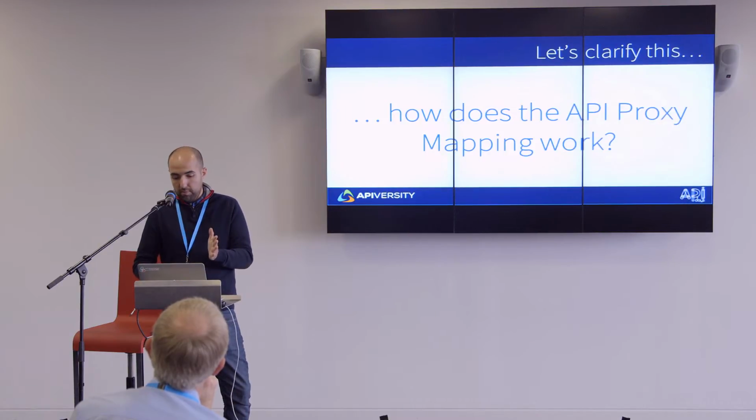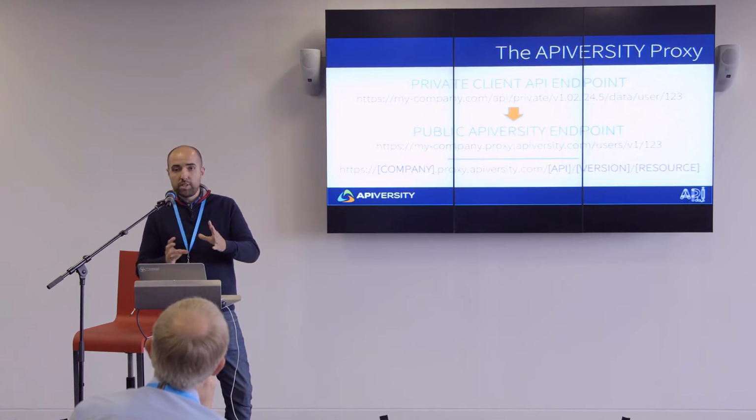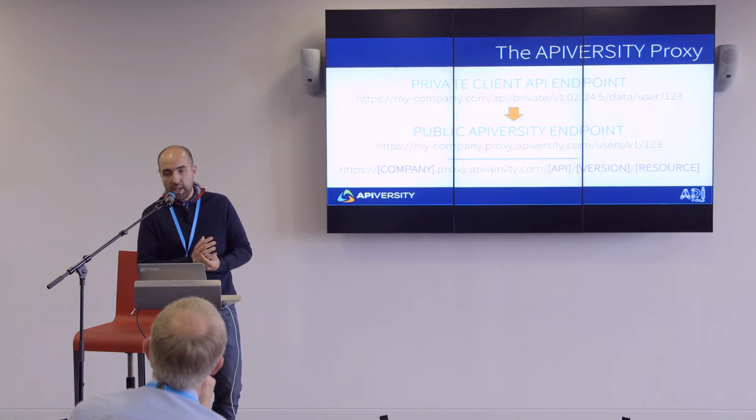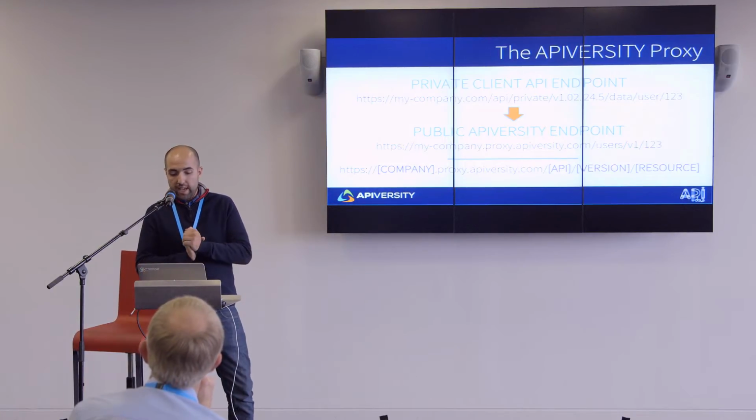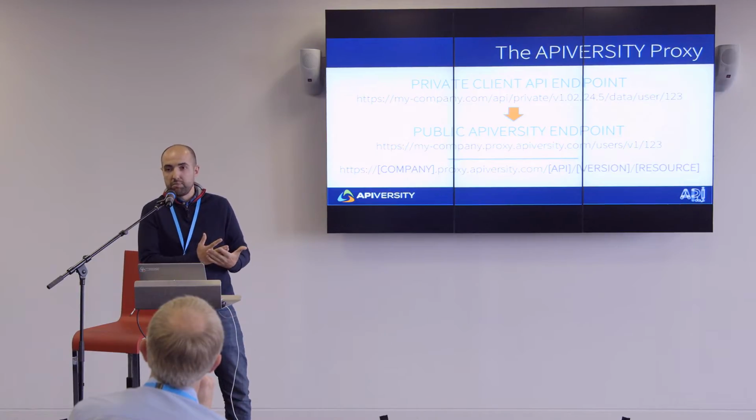It's pretty simple. We have 2 concepts: the private API and the public API. The first one is where your APIs are located. These are the APIs as they probably looked in the last years. This is what you have. These are your resources. And the public APIVersity endpoint is the one that your clients will see from now on. This is the endpoint that can be rewritten. You can make it simple.